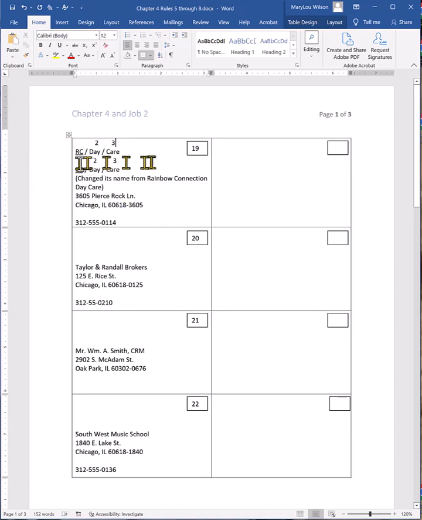Now, this one is correctly coded. This is the original record, and this is going to be filed under RC Daycare. However, we're going to cross-reference Rainbow Connection Daycare. The point about that is that if somebody comes looking for the information for Rainbow Connection Daycare, we want them to be able to find something so that they know where to go if this is not the correct name, where to go to find the information.